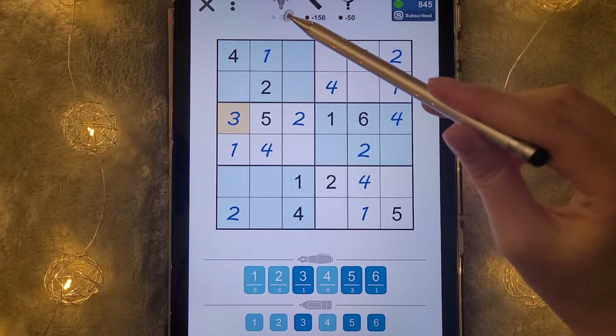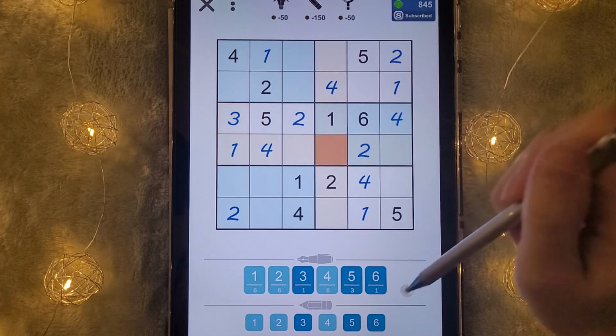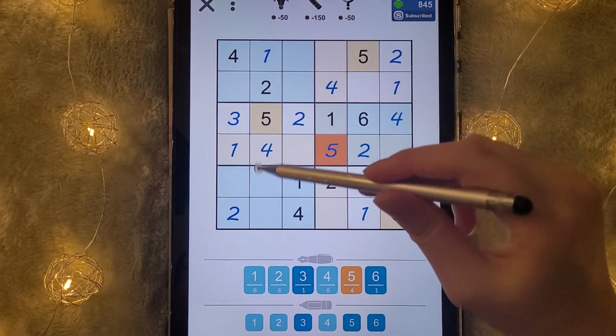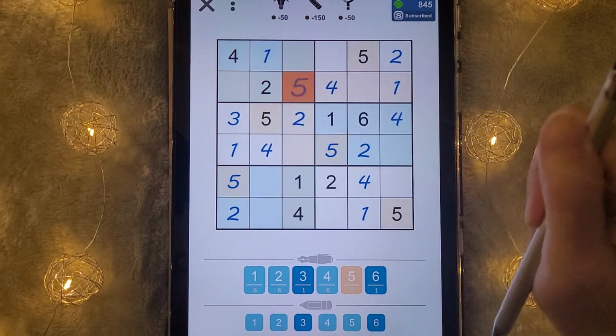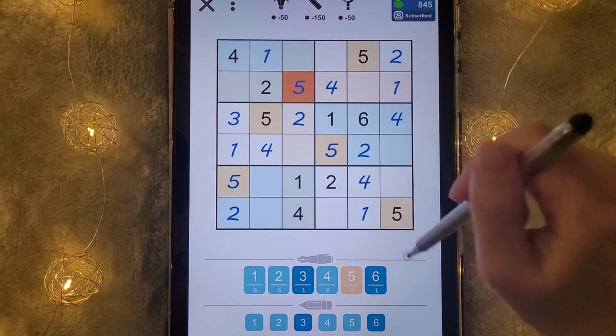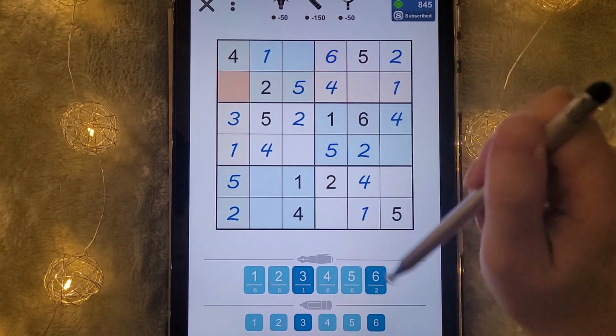So let's move on to the 5. I see that I can place the 5 in this box here. And I can place the 5 in this box. And right here for this box. Let's move on to 6. I see I can place it here. And here.